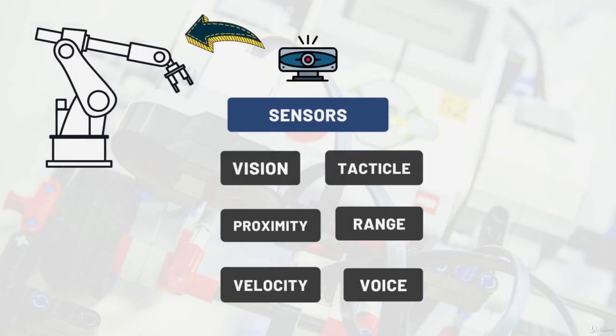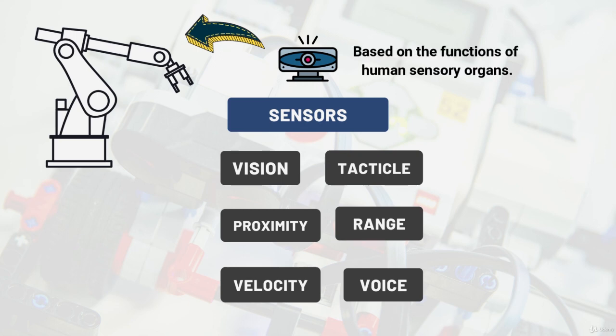The next component of a robot is sensors. Robotic sensors are used to estimate a robot's condition and environment. These signals are passed to a controller to enable appropriate behavior. Sensors in robots are based on the functions of human sensory organs. Robots require extensive information about their environment in order to function effectively.